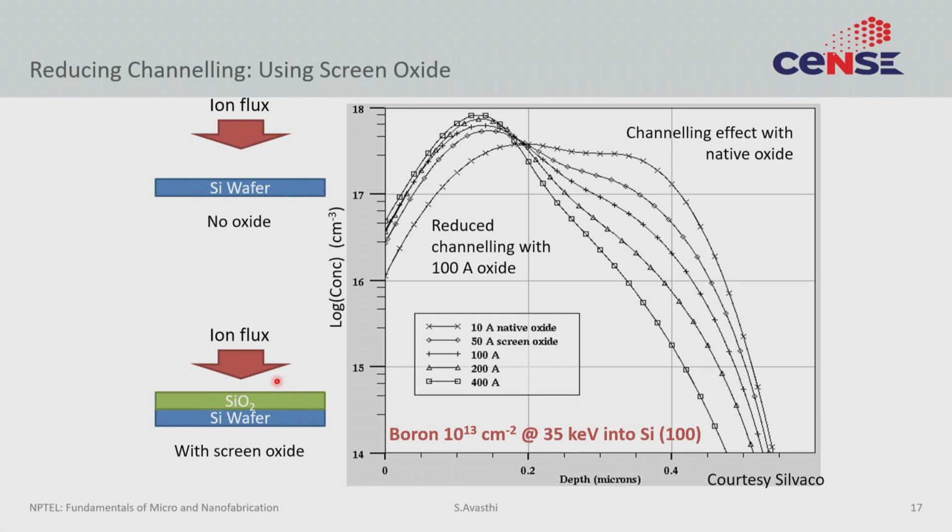If you think about it, the silicon dioxide is sort of diffusing the ion flux, so that the ion flux is not incident at one angle, but just gets diffused and has multiple angles. And if the ion flux is coming at multiple angles, then it will not channel as easily. This is what is actually seen in the data compared to the native oxide, which is just the oxide that grows automatically on the silicon surface. You do not do anything. Compare that to say a 10 nanometer oxide, which is 100 angstrom oxide. The channeling is much lower with the oxide than without.